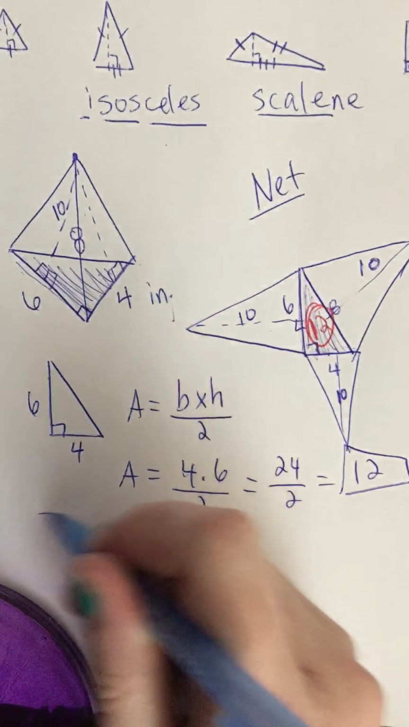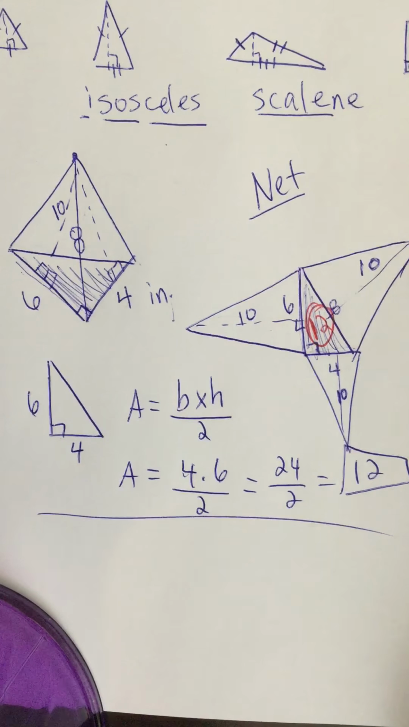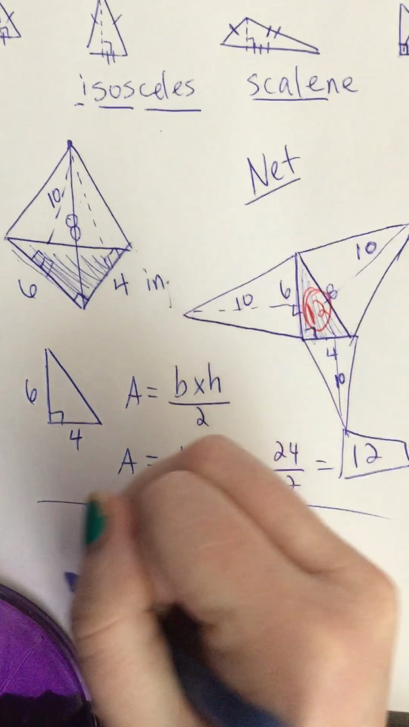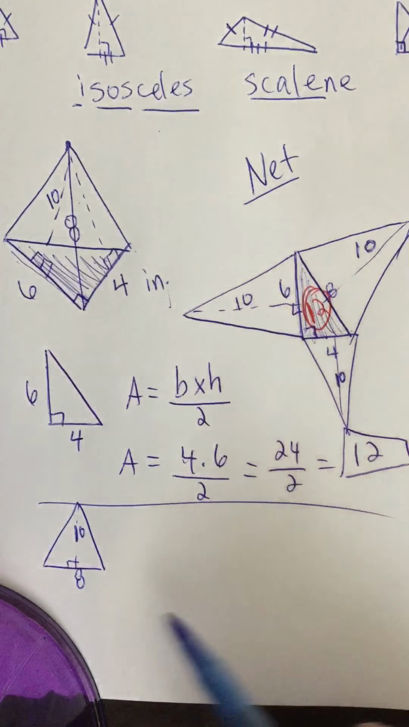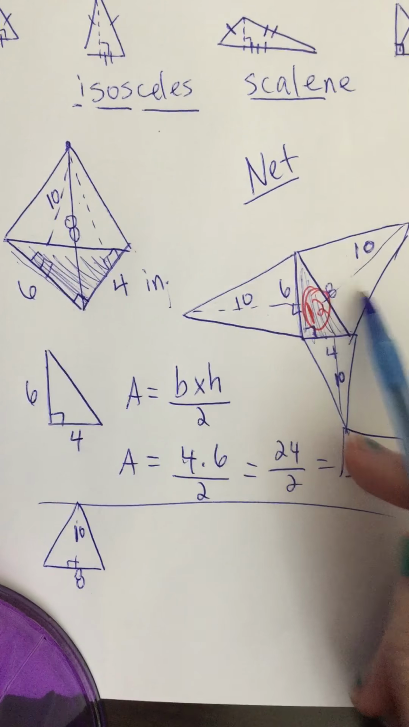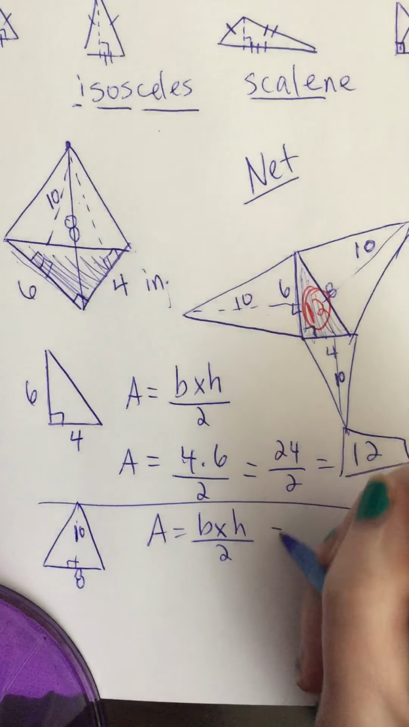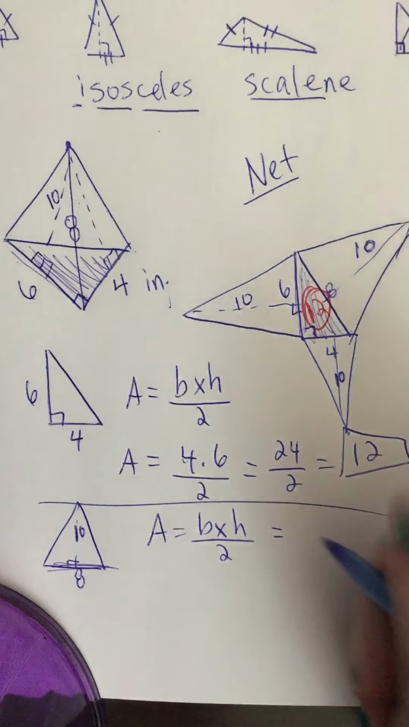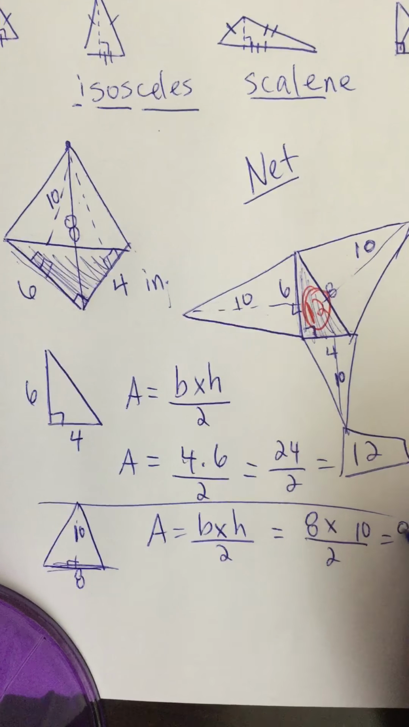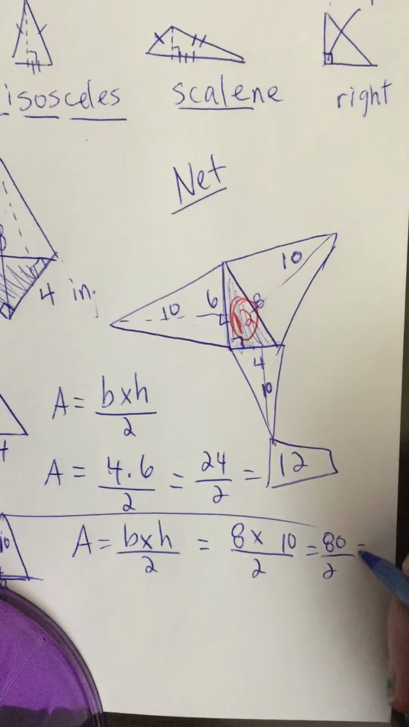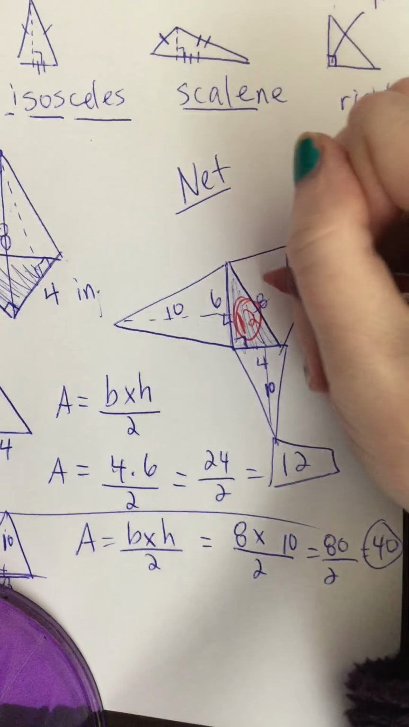All right, next one. Let's take the really big one, 8 by 10. Okay, so the bottom was an 8 and the height was a 10. We're doing this triangle right here. Area equals base times height, and we have to divide it by 2 because it's a triangle. The base is the bottom 8, and then the height is a 10. And we're going to divide it by 2, and we get 80 divided by 2, which is 40. All right, then I'm going to put my answer here so I have it.